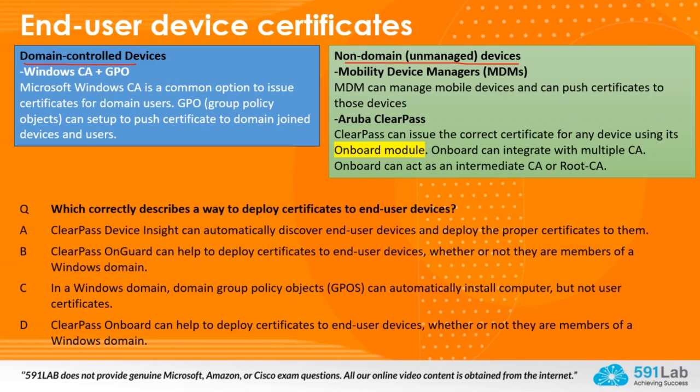Microsoft Windows CA is a common option to issue certificates for domain users. GPO, Group Policy Objects, can be set up to push certificates to domain joined devices and users, only domain joined. So Windows CA and GPO are only able to push certificates to domain joined devices and users.